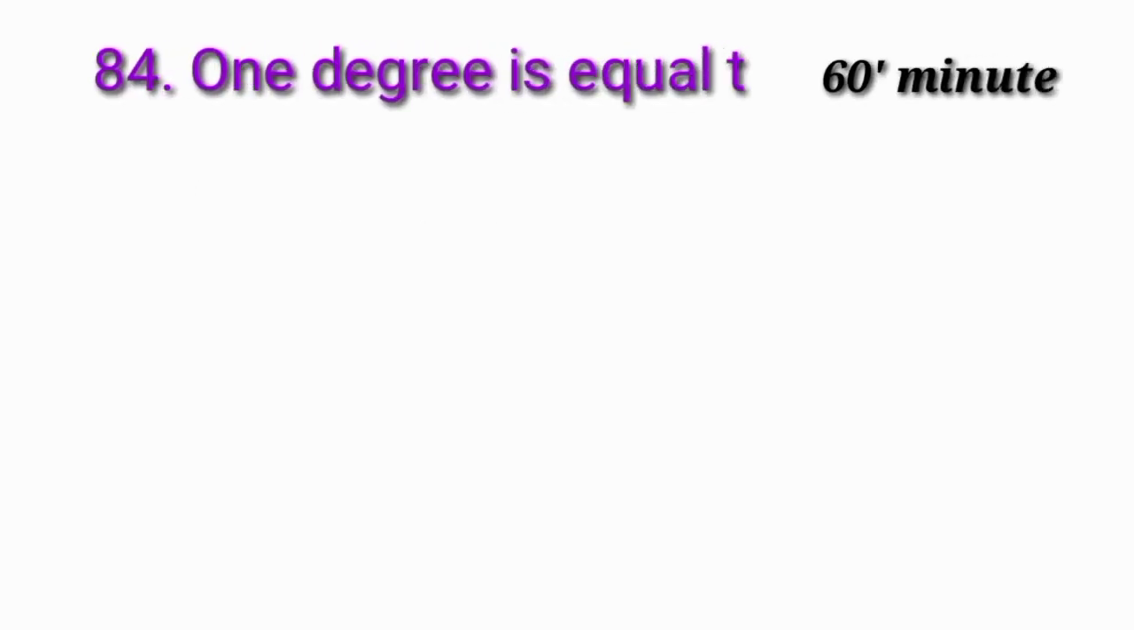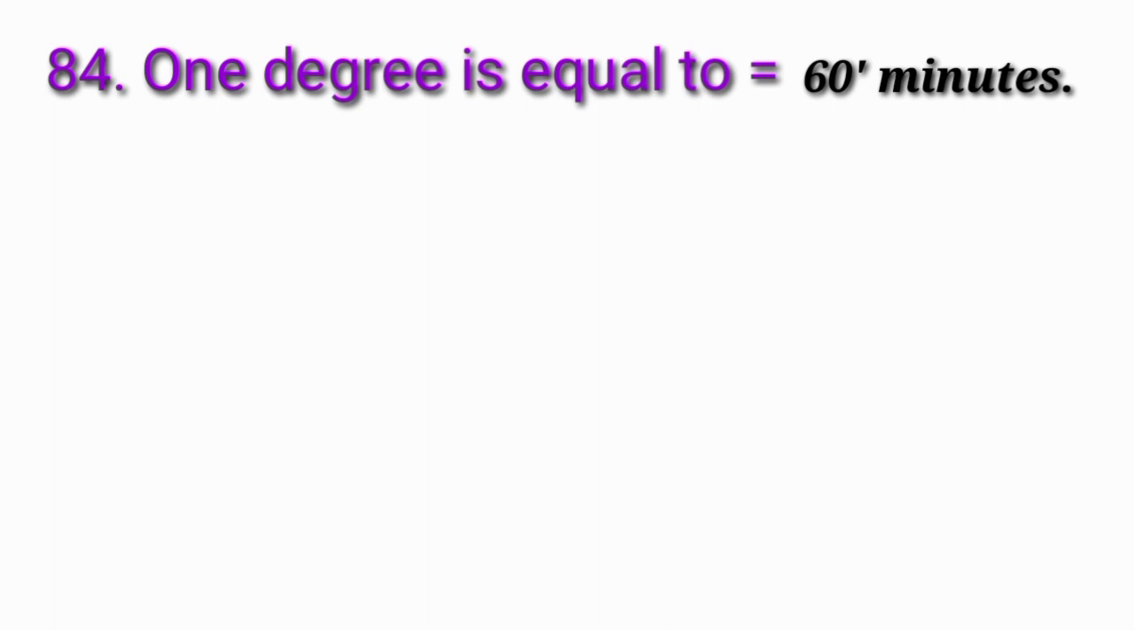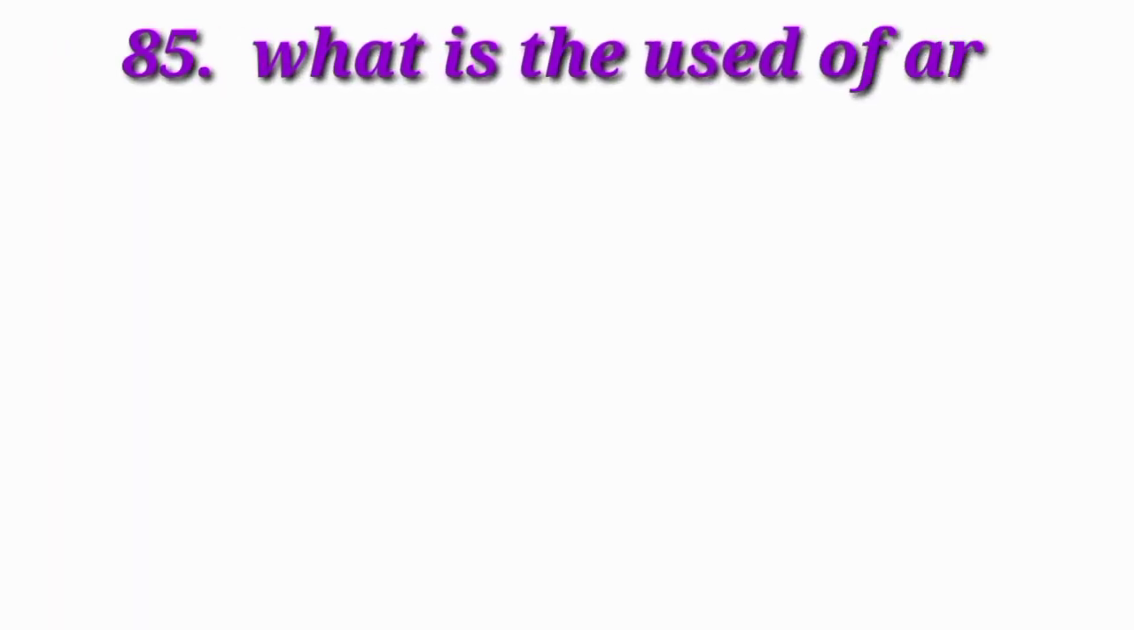The next, 84. 1 degree is equal to how many minutes? 1 degree is equal to 60 minutes. This is angular measurement, not time related.